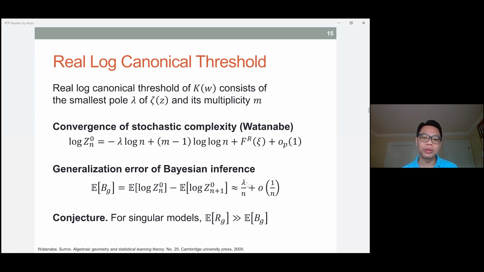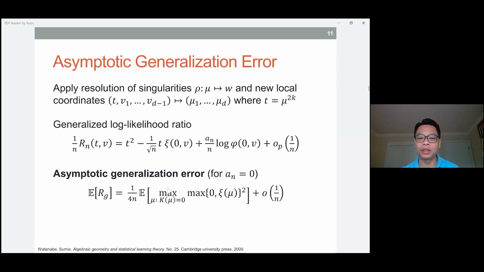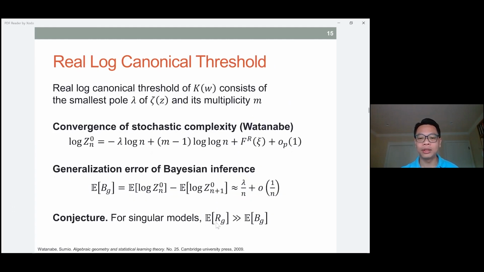Okay, and this also tells us that this generalization error is small. It's small compared to the generalization error of maximum likelihood, which has this max of Gaussian process in there, whose behavior is often very hard to analyze. There is a conjecture that for many models, the generalization error of maximum likelihood is a lot worse than the generalization error of Bayesian inference. And this is why maximum likelihood performs poorly compared to Bayesian inference.